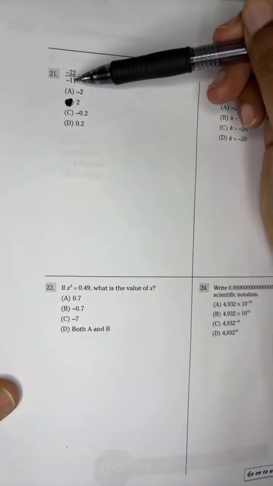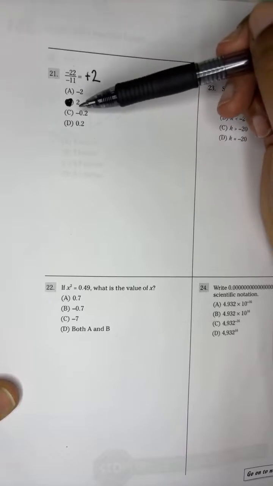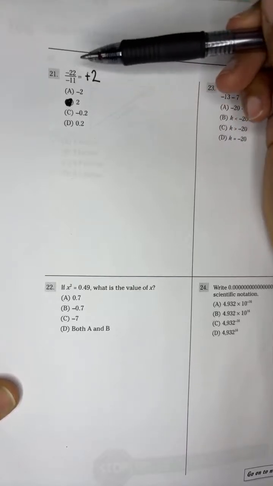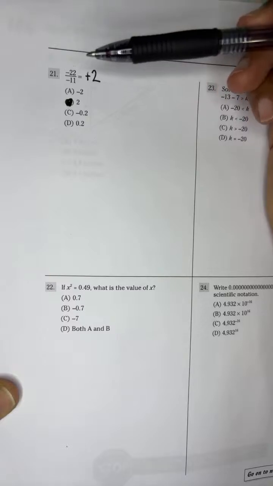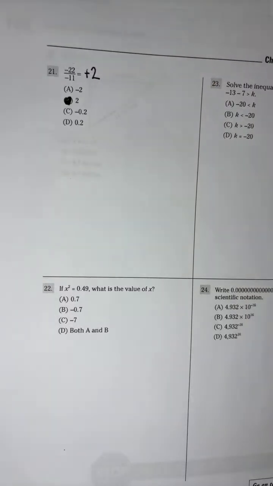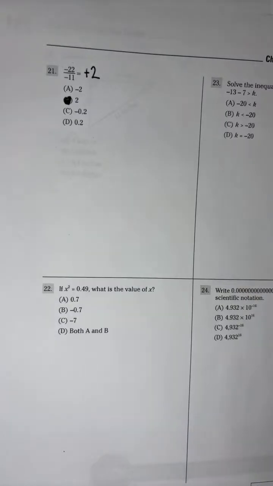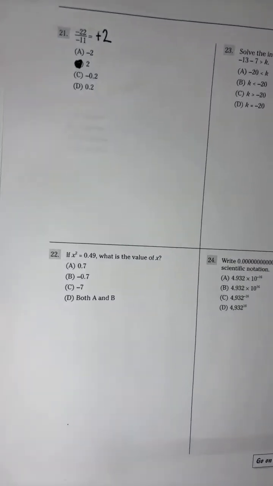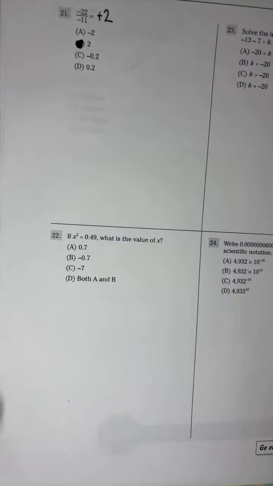So you're thinking like 11 times what can get me that 22? Okay. That's how you're looking at it. Well, a positive times a negative gets me a negative. Okay. If you struggle with division. All right, let's go to number 22.